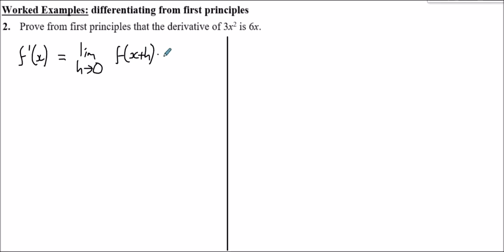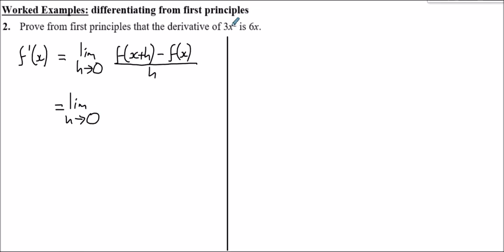So, split my screen in two. So again, let's use the same first principles. The gradient function is going to be the limit as h goes towards 0 of f(x plus h) minus f of x all over h. Okay, so let's write that again. Lim h goes towards 0.